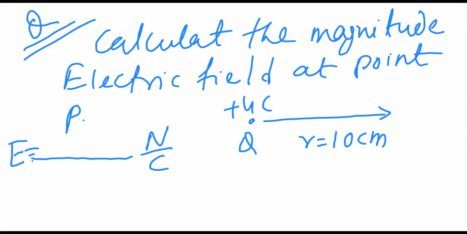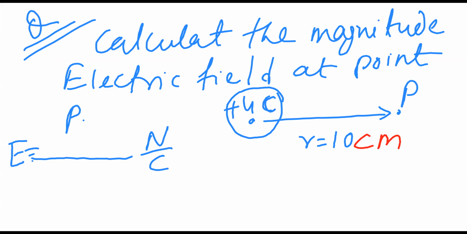The distance is 10 centimeter, and this is the point P, and this is your 4 coulomb charge there. So please find this. Then after that I'll go to some other concept. Calculate the magnitude of electric field at point P. So here a plus 4 coulomb charge is there, and you have to find the field here. Magnitude only. 10 centimeter.